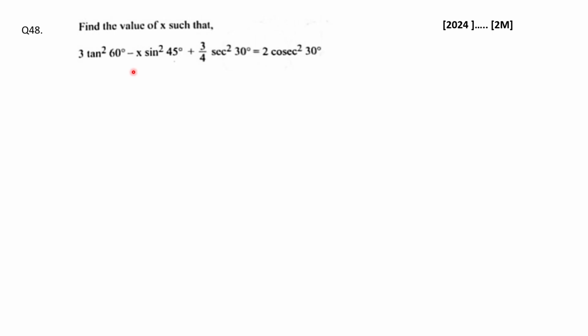Question 48, find the value of x such that this equal to 2 cosec square 30 degree. So let's put all the values here. So tan 60 is root 3. So tan square 60 will be 3, minus x into sin square 45. Sin 45 is 1 by root 2. So sin square will be 1 by 2, plus 3 by 4 into sec square 30 degree, which will be 4 by 3, and it is equal to 2 times cosec square 30 degree. So cosec 30 is 2. So cosec square will be 4.